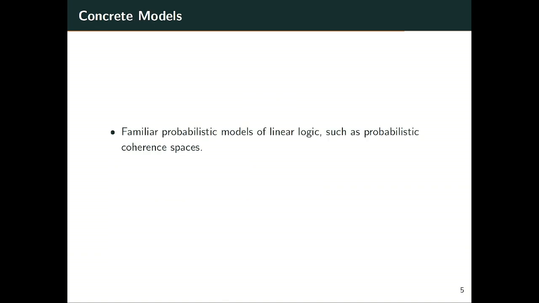And what's really good about this setting is that there are many actual models out there. So there are models based on familiar models of linear logic, such as probabilistic coherence spaces. There are algebras for commutative monads, of which there are many probability monads out there. So this is a very general framework that works for different probabilistic semantics. And it's also the more general version of affine separation logic.